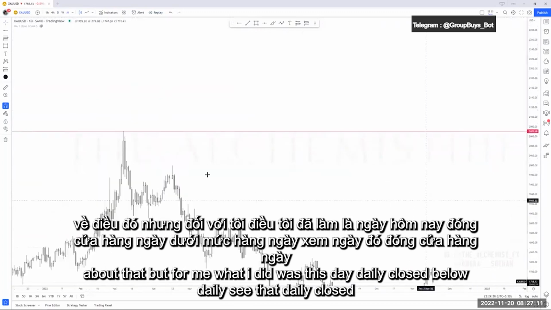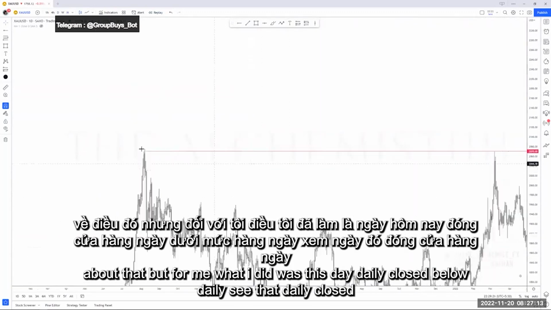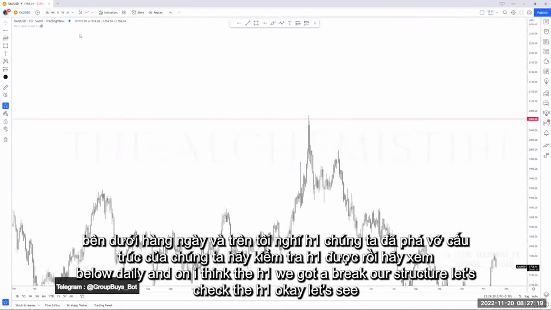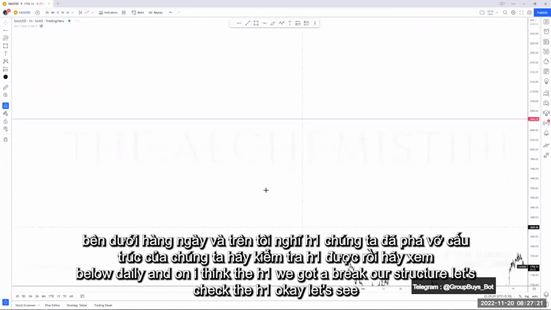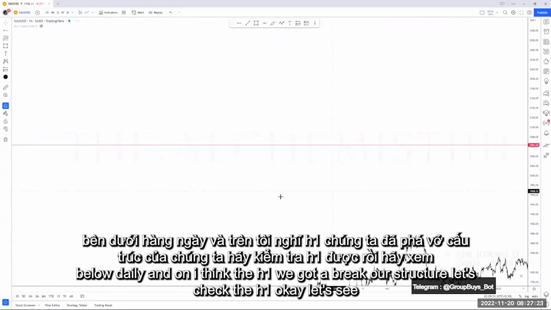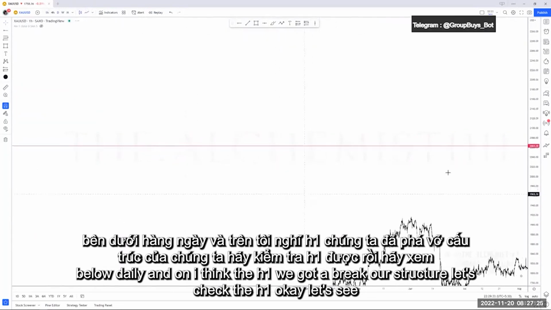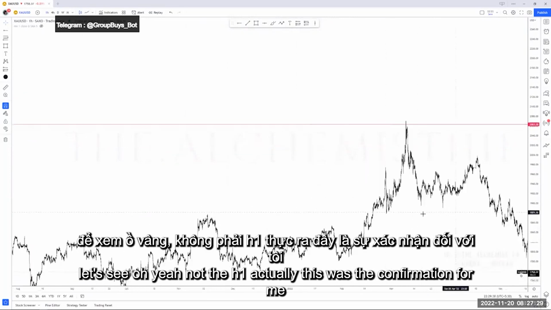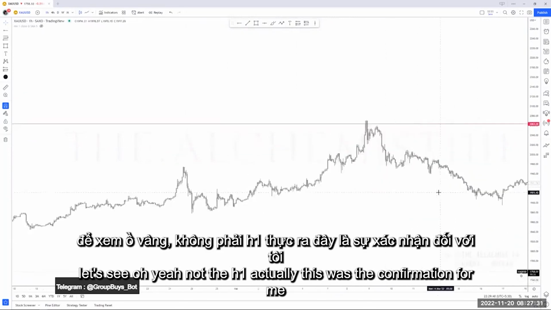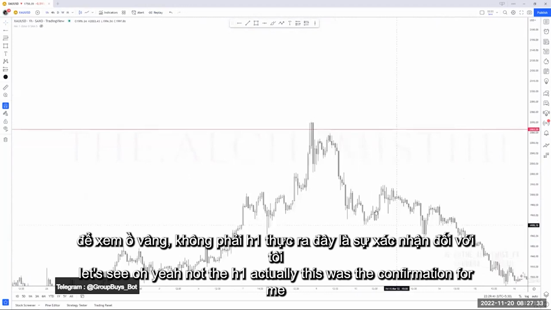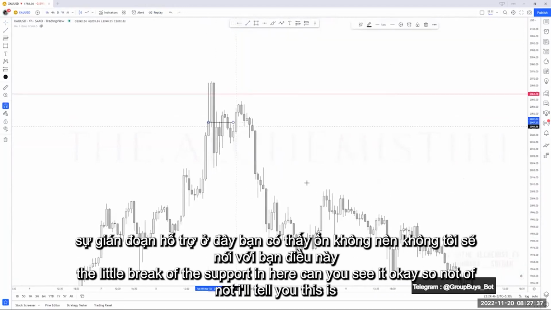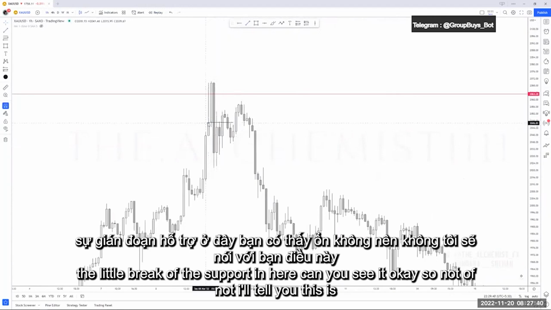But for me, what I did was this day, daily closed below daily. See that? Daily closed below daily. And on, I think, the H1, we got a breakout structure. Let's check the H1. Not the H1, actually. This was the confirmation for me, the little break of the support in here.